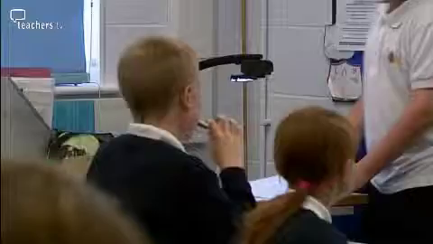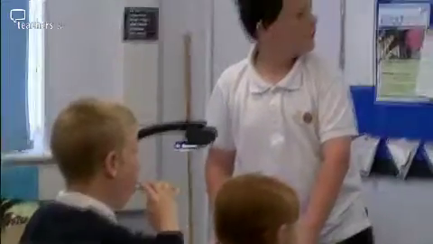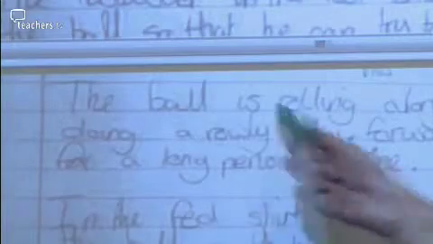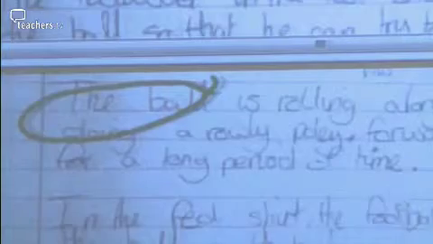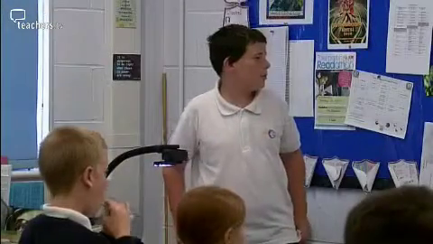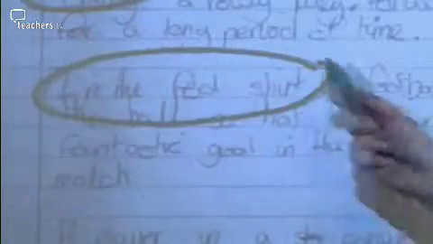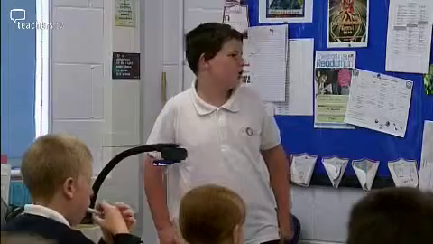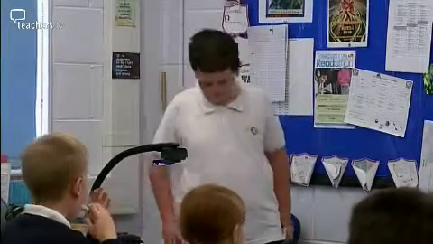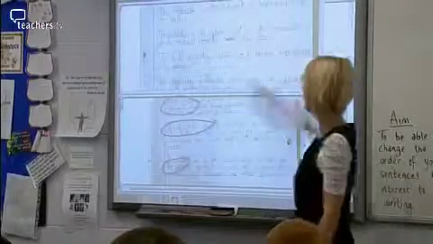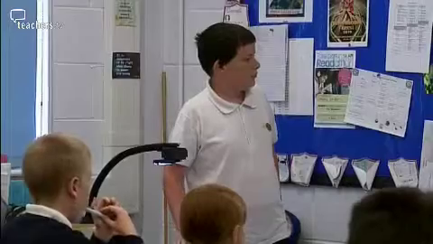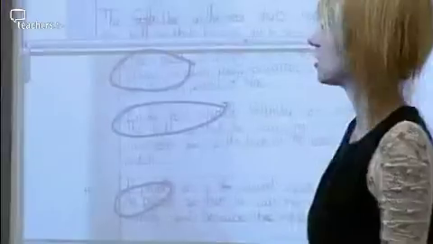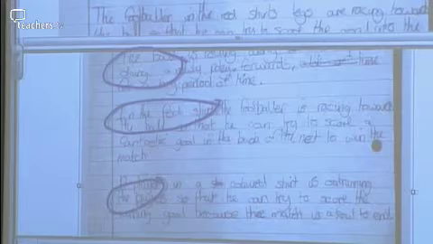Caroline invites Jamie to the front to read out his 5 new sentences. The ball is rolling along the ground like a person doing a roly-poly forwards for a long period of time. In the red shirt, the footballer is racing towards the ball so that he can try to score a fantastic goal in the back of the net to win the match. So well done, Jamie. You have managed to do it, because comparing it to what you did earlier, we've got 3 different starts to your sentences. Give them a round of applause.